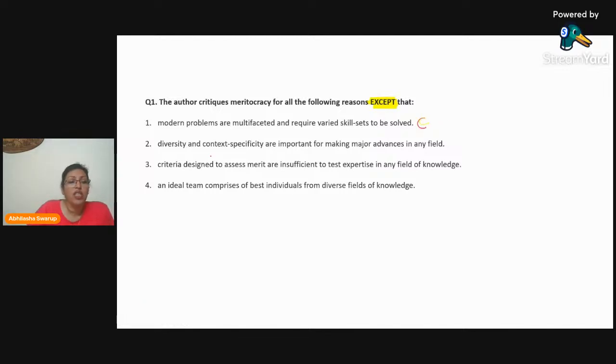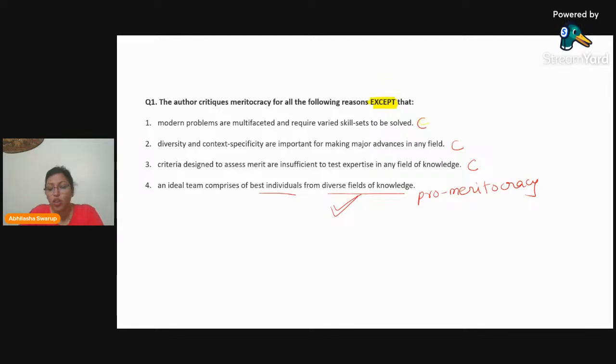Okay. Diversity and context specificity are important for making major advances in any field is also a criticism. Criteria designed to assess merit are insufficient to test expertise in any field of knowledge. You can't have one test which will test everything. So this is also a criticism of meritocracy. An ideal team comprises of best individuals from diverse fields of knowledge. So this is actually something that is pro meritocracy, right? And therefore this has to be the correct answer, right?